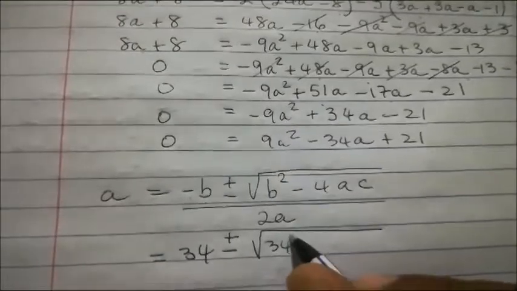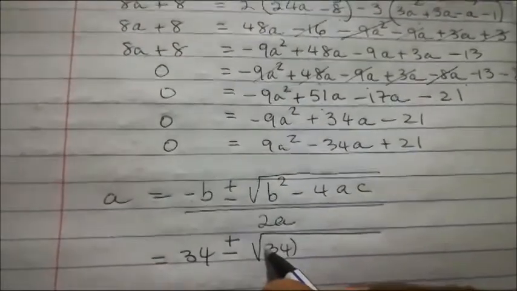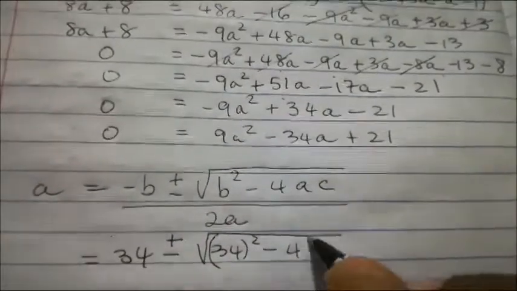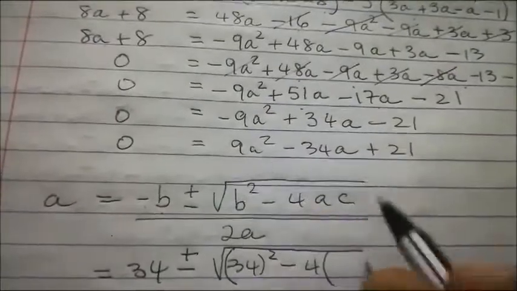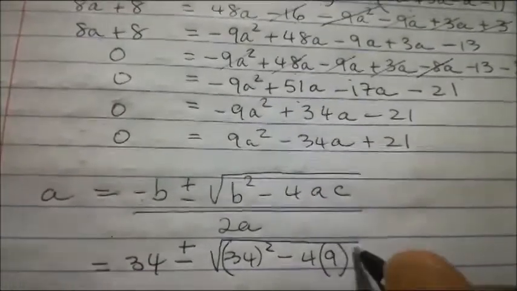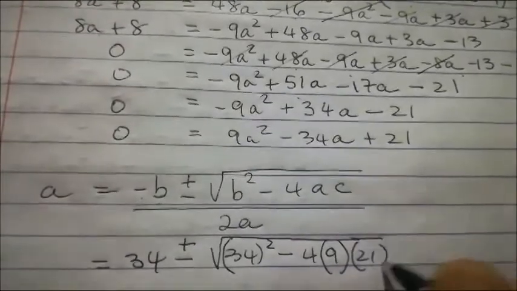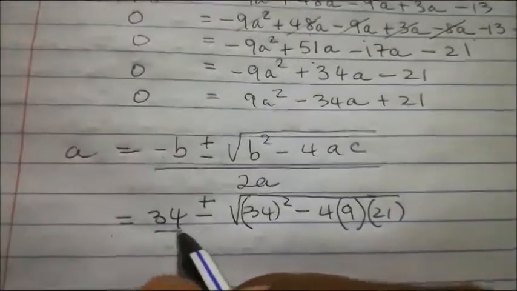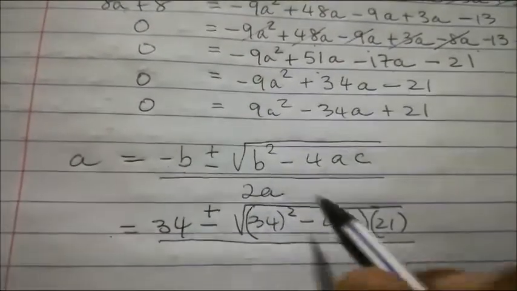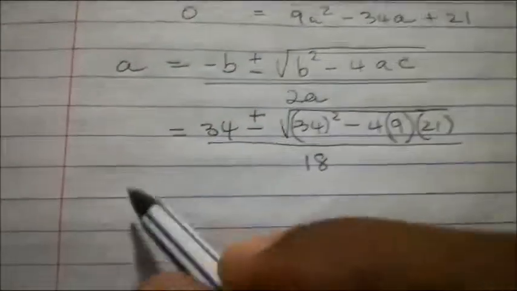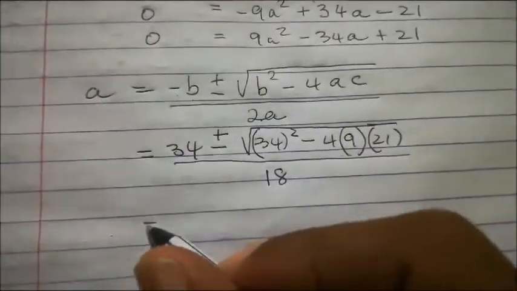Negative 34 squared, minus 4 times, what is a? A is 9, and c is 21. And all of this is going to be over 2 times 9. 2 times a, 2 times 9, that's 18. So when we work it down now, we're going to keep working down until we get the value of a.